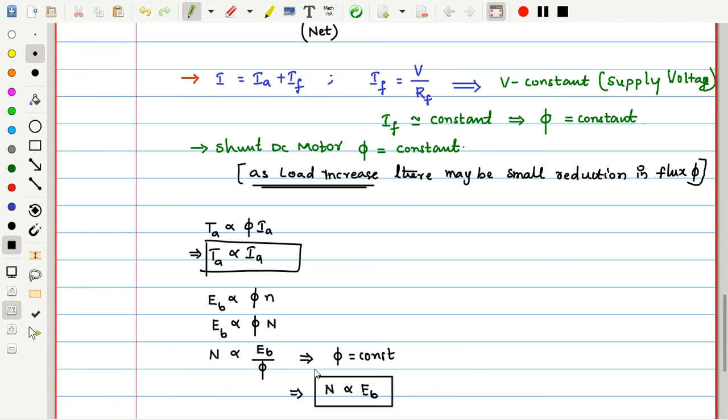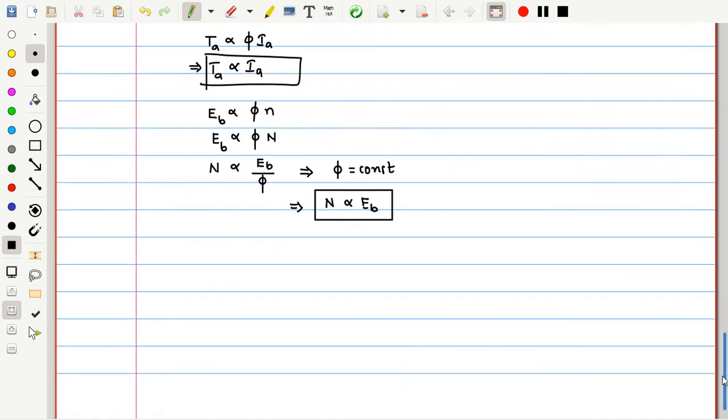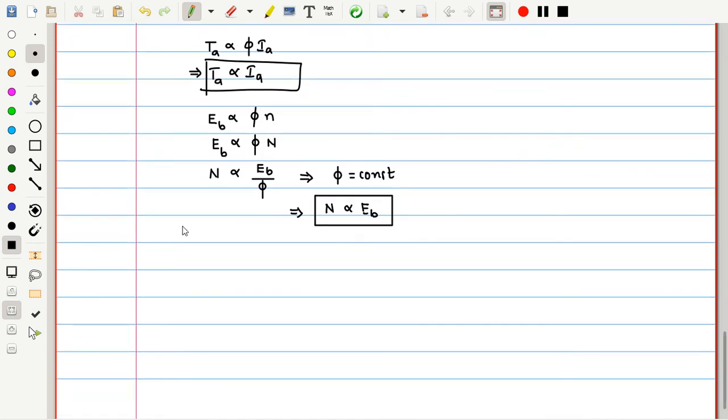So this is also one more important equation which we need to understand. Now let us see some of these characteristics based on these expressions. The first one: assume the torque on the y-axis and the corresponding armature current on the x-axis. Now just see this, this is a direct proportional relationship. What might be the corresponding characteristics, how does it look like?